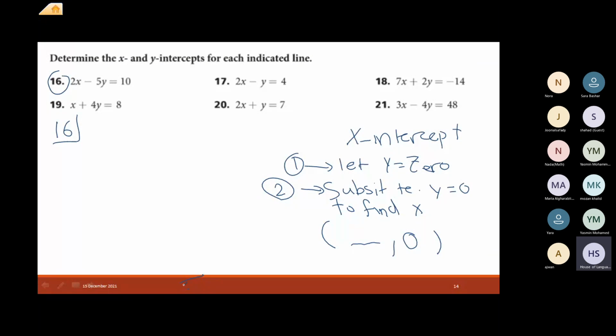Let's do the first one, number 16. How will I find the x intercept? Just a minute, please, I want to explain it. X intercept, what do I have to do? This is my equation: 2x minus 5y equals 10.